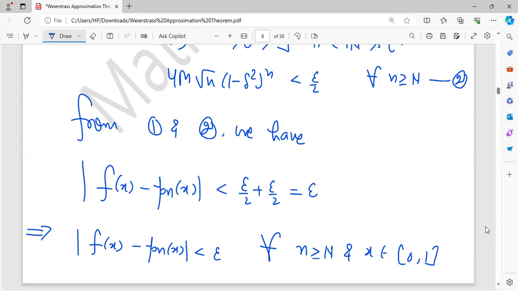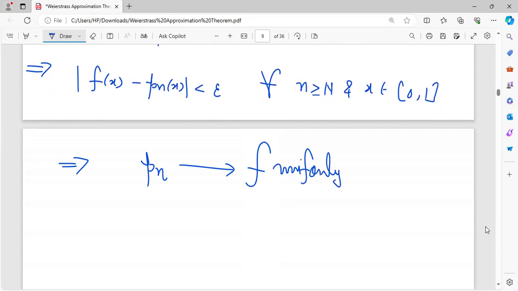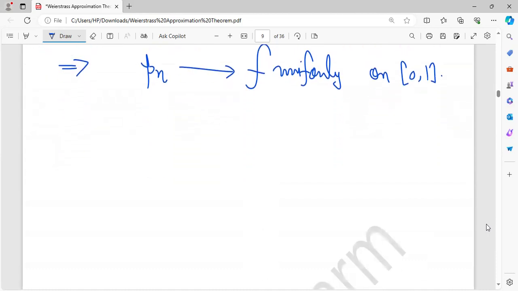It means that P n is converging to F uniformly on closed interval 0, 1. Okay. Now we'll do what is the corollary of it. I can ask one question on it.